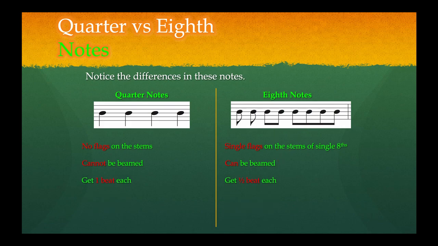Quarter notes get 1 beat each of sound. Eighth notes get 1/2 a beat each of sound. When counting quarter notes, we count 1 number for every note: 1, 2, 3, 4. When counting eighth notes, we count and write a plus sign in between the numbers: 1 and 2 and 3 and 4 and.